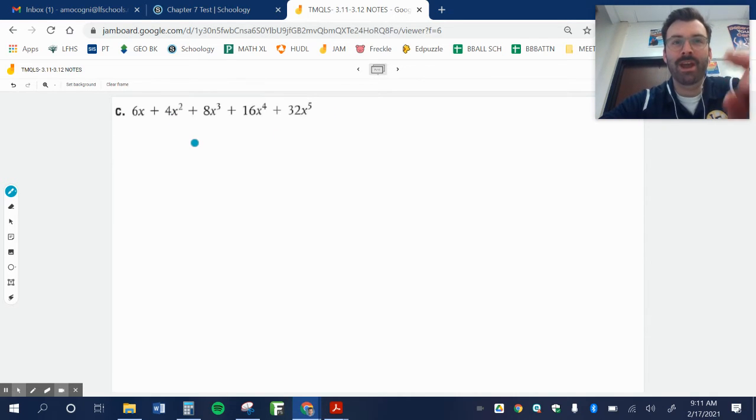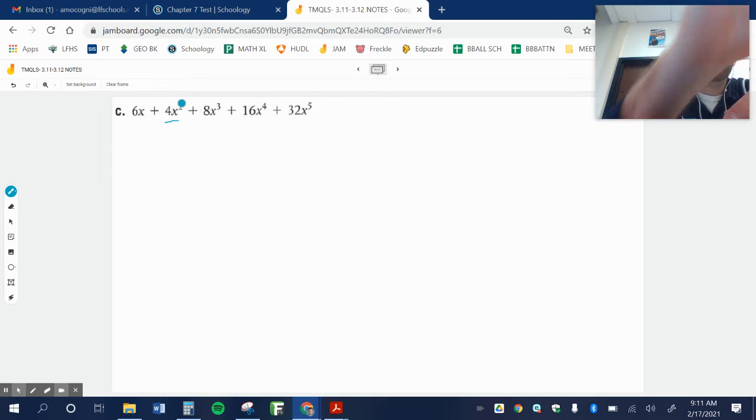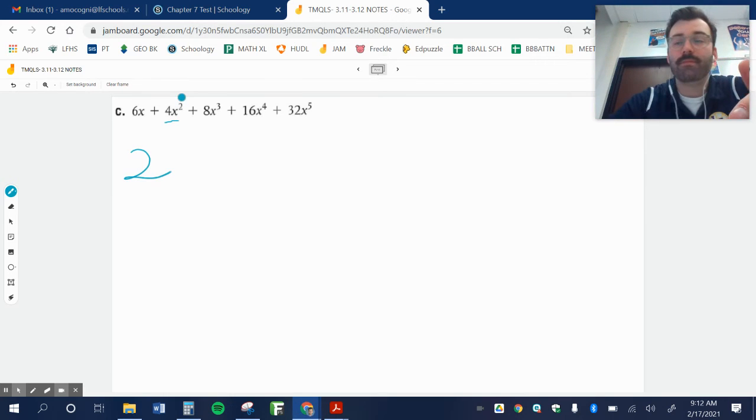All right, the GCF is a little easier to identify. What's our smallest number? Our smallest number is 4. Well, 4 doesn't go into 6, so I know right away that the GCF has to be 2. Why? Because 4 does not go into 6. I can't take a 4 out of 6. I can take a 4 out of 8, out of 16, even out of 32. But I cannot take a 4 out of 6.